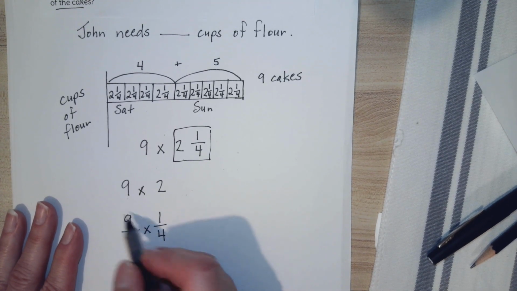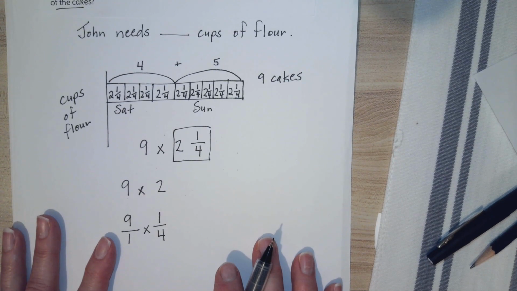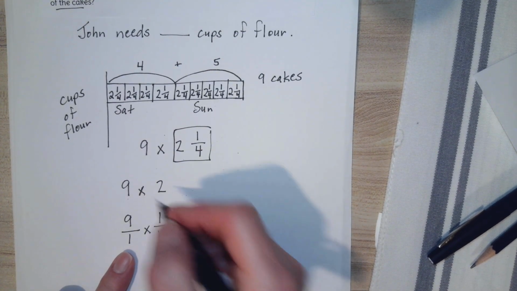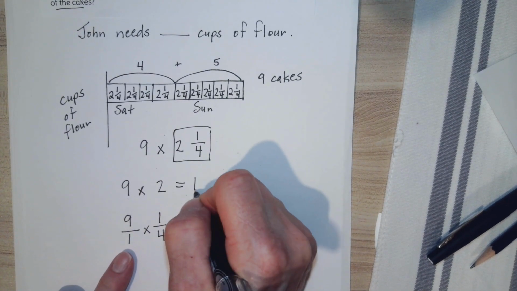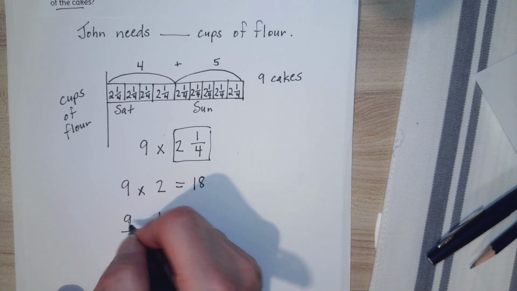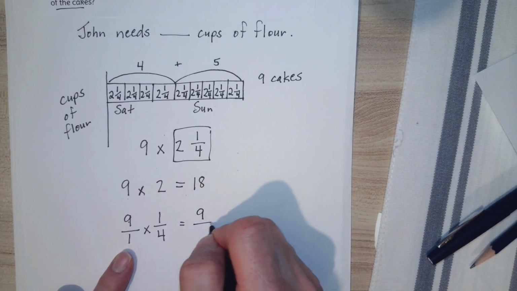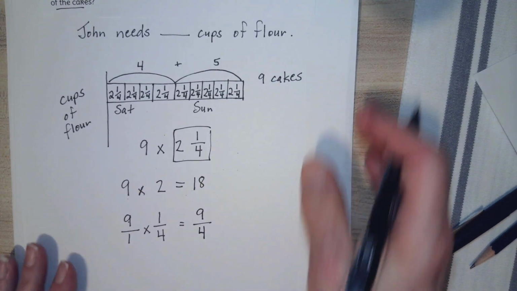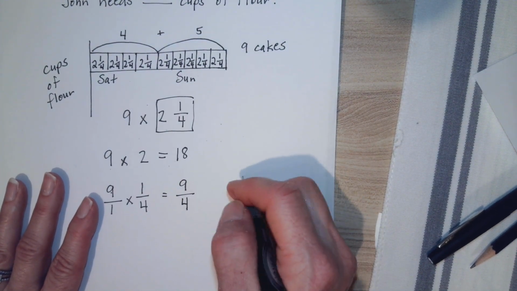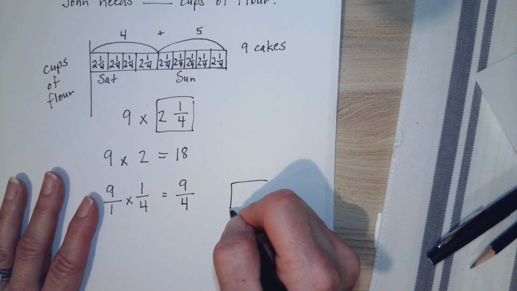Okay, just want to make sure, again, I misspoke. This is not a unit fraction, okay? This has a denominator of 1. So if I go 9 times 2, that's 18. 9 times 1/4, 9 times 1 is 9. 1 times 4 is 4. Well, that's an improper fraction. We have to change it to a mixed number. Remember how we do that? We divide.